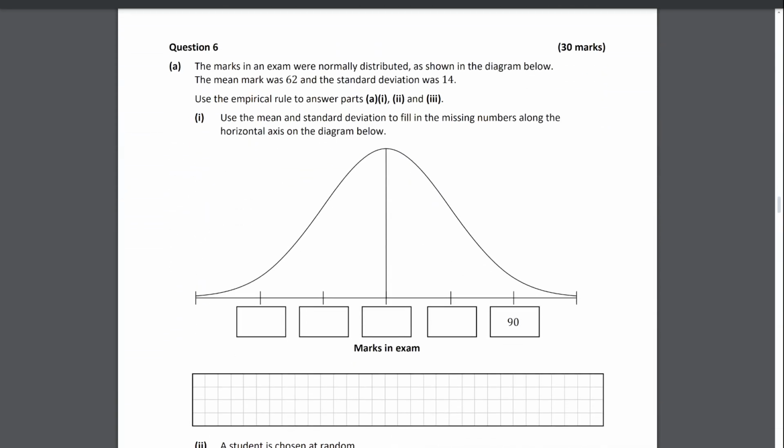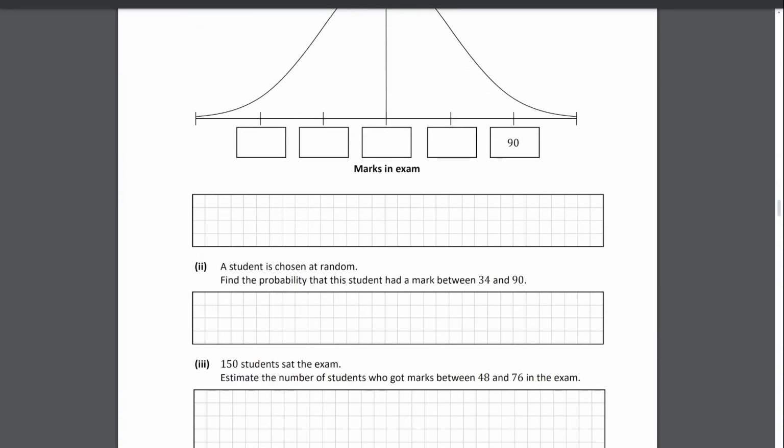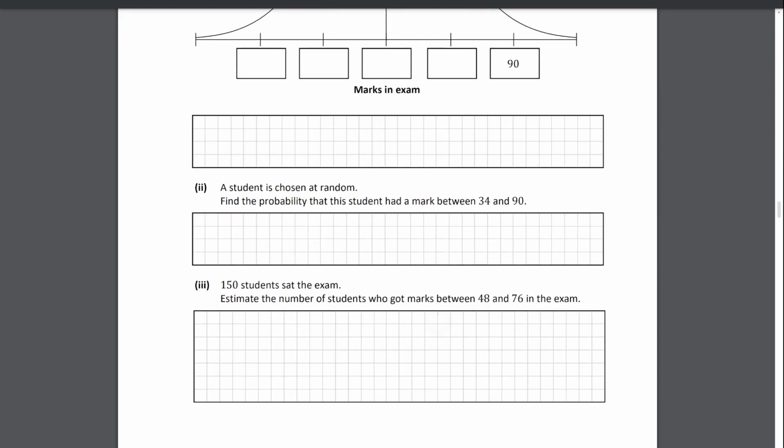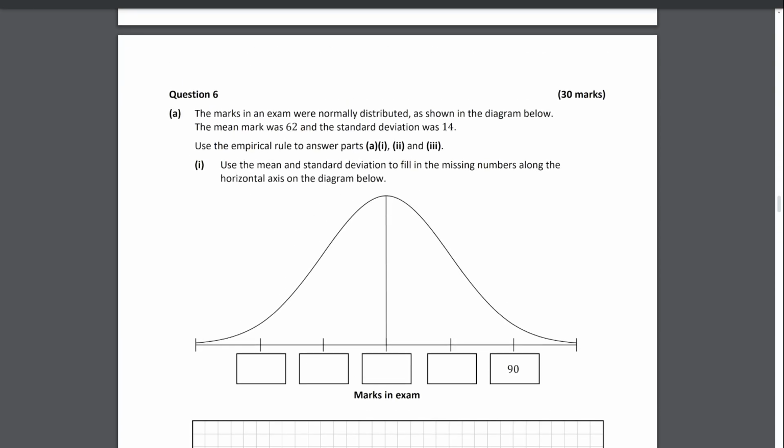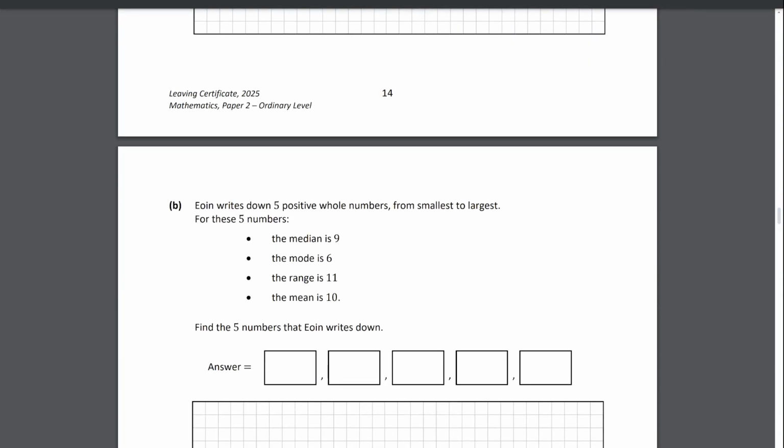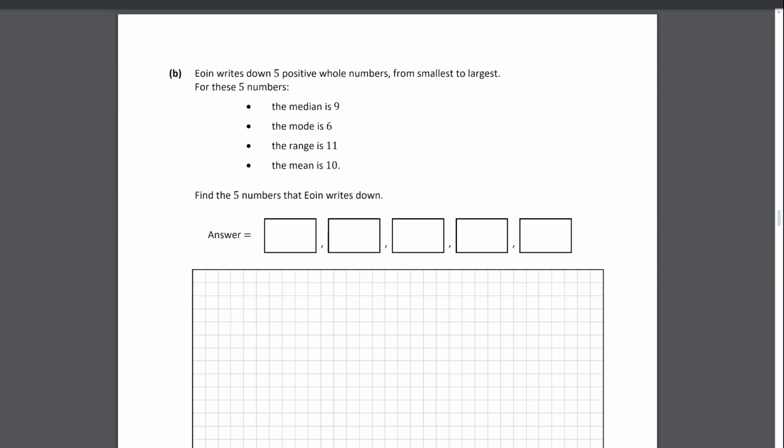Question 6, using the empirical rule with the mean and standard deviations, that's all okay. And then probability between 34 and 90, and then some nice estimation work. So again, pretty normal distribution. That's a bloody mouthful. And then this is a bit of an interesting question here as well.